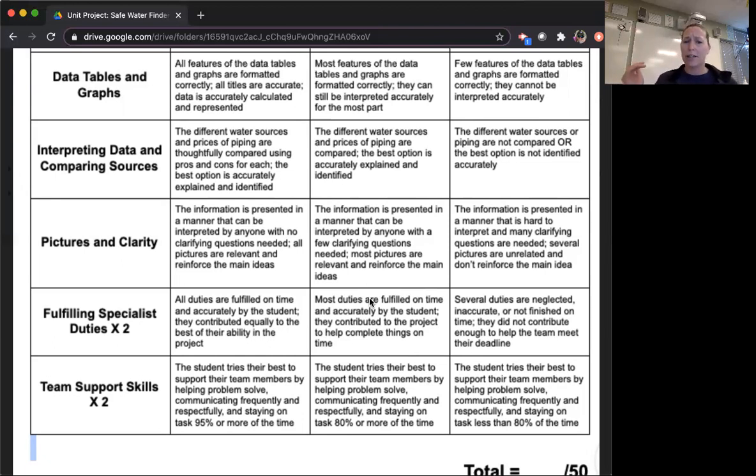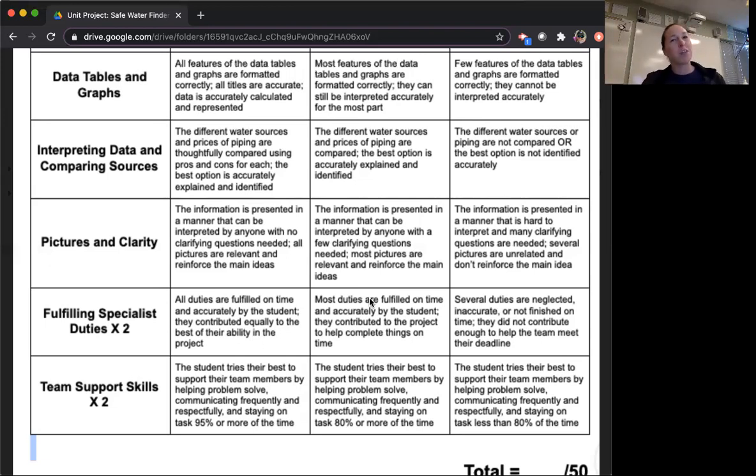The last category is team support skills. That's where the student tries their best to support their team members by helping them problem solve, communicating frequently and respectfully, and staying on task 95% or more of the time. If you want to get full points there, be a good teammate. We just talked about this last week where you identified all sorts of ways that you can be a good teammate. Keep pushing each other, keep supporting each other. Those are really easy ways to get points, but they're also easily lost if you're not being very thoughtful about how much you contribute.